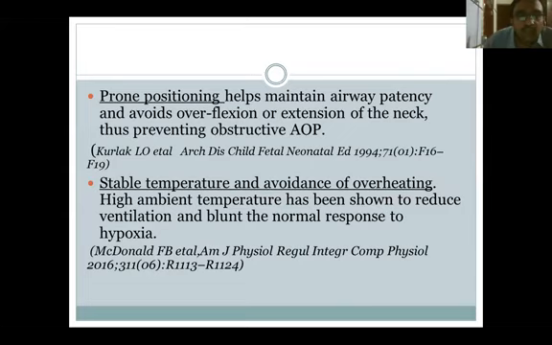Then as we know that one of the causes was temperature instability. Stable temperature and avoidance of overheating also has helped in reducing the incidence of apnea of prematurity.